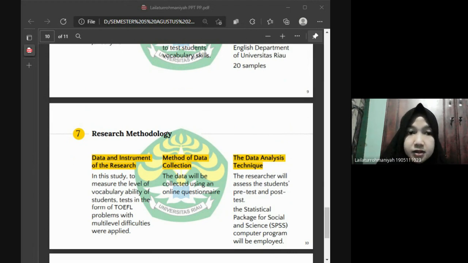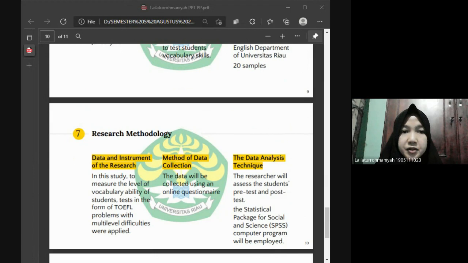The students' answers are calculated by the formula: n, the number of correct items, per the number of total items, and then multiplied by 100. For example, a student's correct answers are 36. It means 36 per 40 and then multiplied by 100. He gets the score 90.